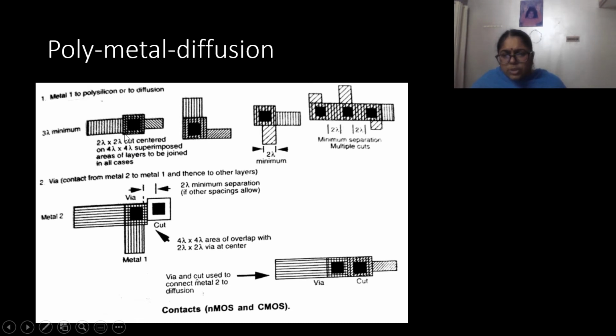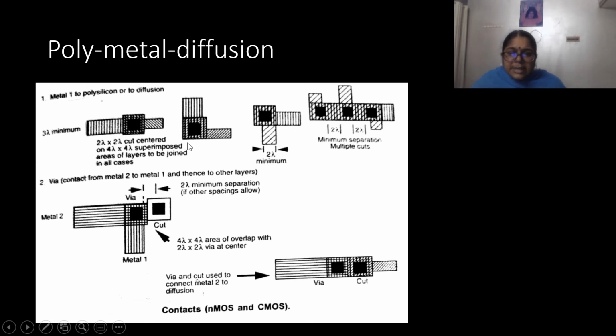How is the contact cut shown? You have a 4 lambda cross 4 lambda square. Inside that, a 2 lambda cross 2 lambda cut has to be shown, superimposed on the 4 lambda cross 4 lambda area. So this 4 lambda cross 4 lambda area will have the encoding of both metal 1 as well as polysilicon, and the 2 lambda cross 2 lambda cut will be shown in black color. In the same way, the contact of any two layers is shown in this particular manner.